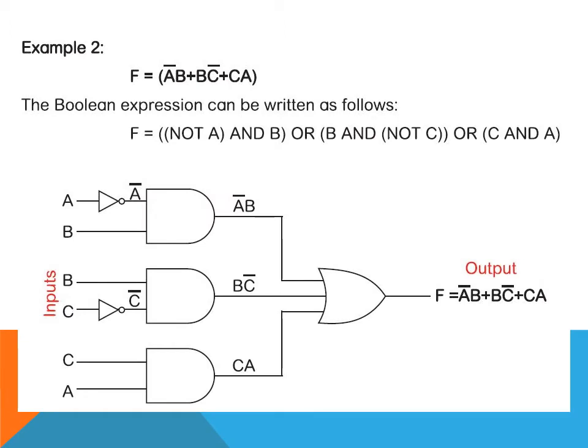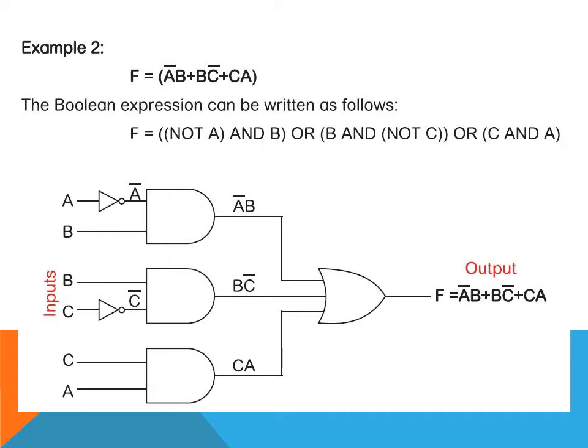So here is an example. The function is not A B plus B not C plus C A. Always remember, when there is no operator between two letters, that means C A, there is a multiplication sign. That means it will be an AND gate. And wherever there is a plus sign, there will be an OR gate.